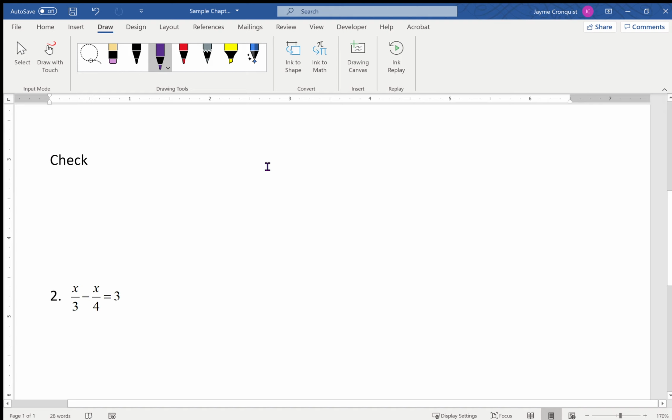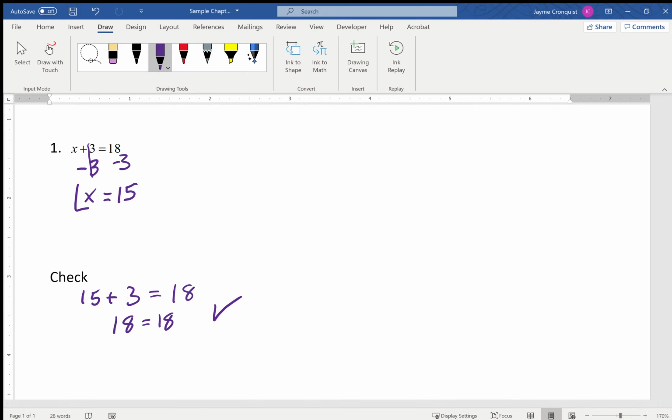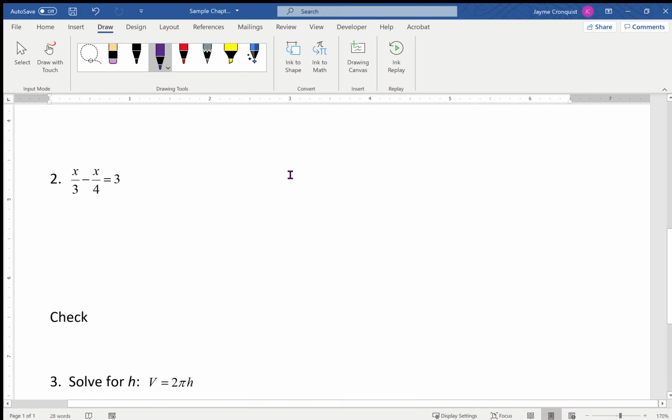Okay, so we have x plus 3. Our x is 15, so we have 15 plus 3. Does that equal 18? Well, yes. 15 plus 3 is indeed 18. So it's a check. So now I go up and put a box around or circle my answer. All right, now we're looking at the next one.